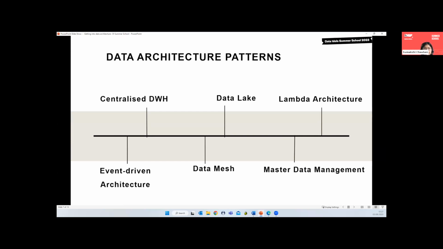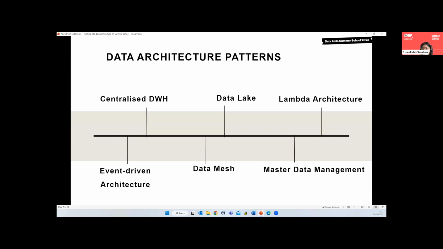The fifth one is the data mesh, which focuses on decentralizing data ownership and governance. It breaks down the data capabilities into domain-specific data products, and each of these domains is managed by domain experts.